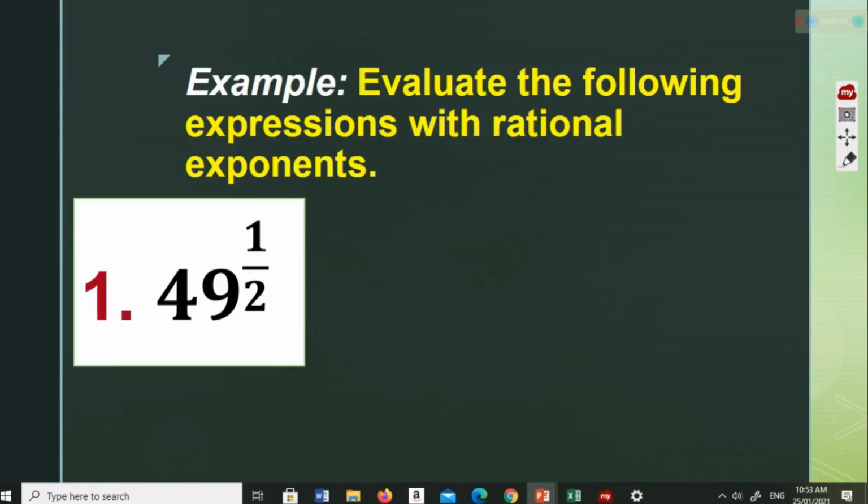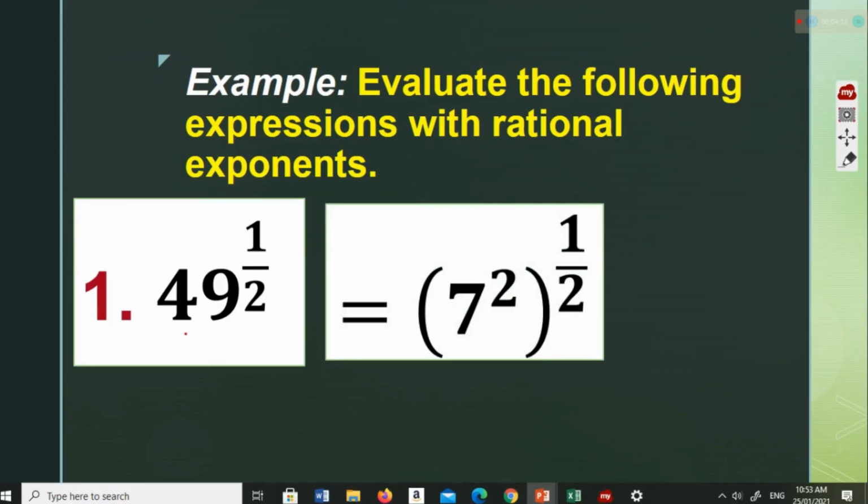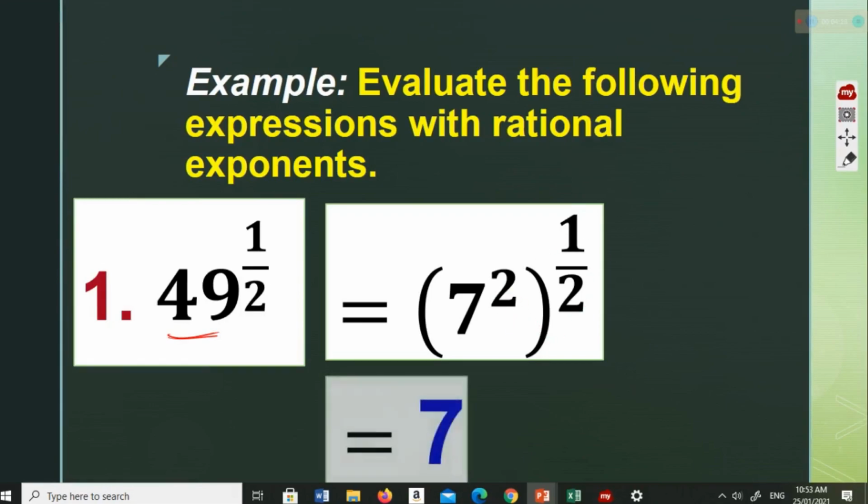So, let's have the following examples. Number 1, 49 raised to 1/2 equals yung 49, it could be 7 squared raised to 1/2. Pag multiply mo yung 2 by 1/2, it became 1. So, 7 raised to 1 or 7. So, therefore, the value of 49 raised to 1/2 is equal to 7.